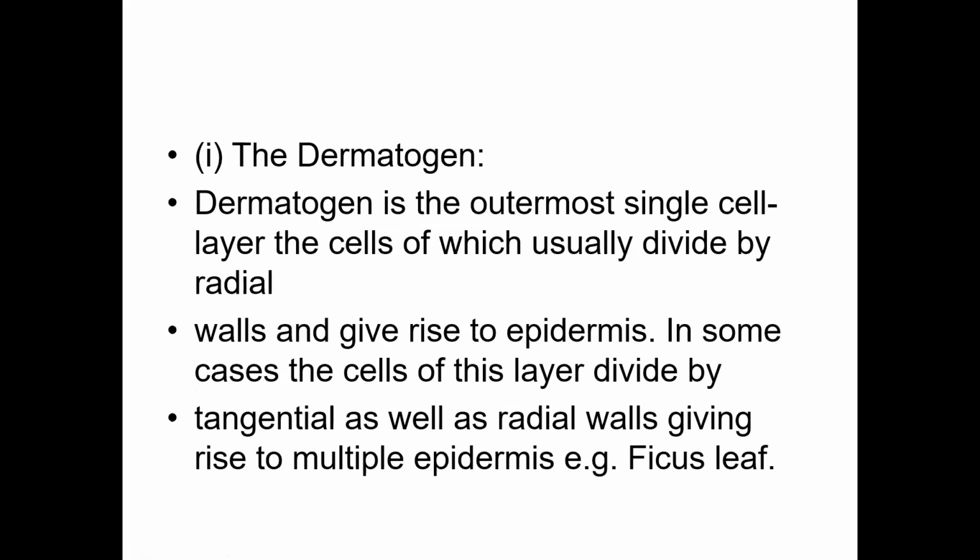Here the dermatogen is the outermost single layer of cells, which usually divides by radial walls and gives rise to the epidermis. Generally they undergo radial division, but tangential divisions are also seen. Tangential as well as radial divisions are seen in some members, for example the Ficus leaf.